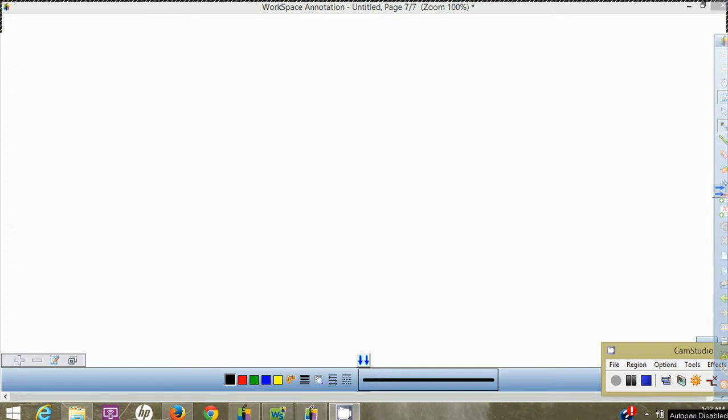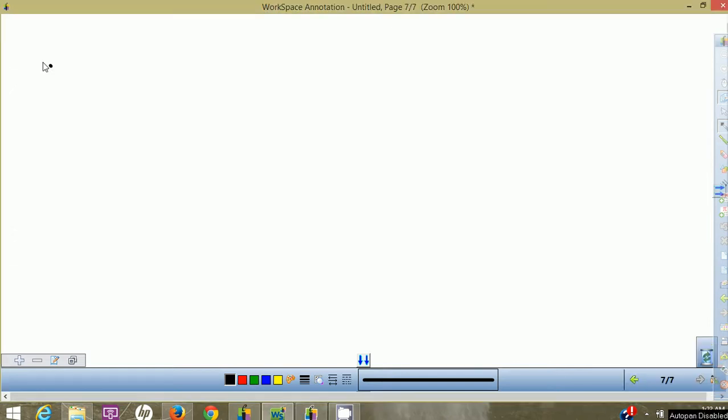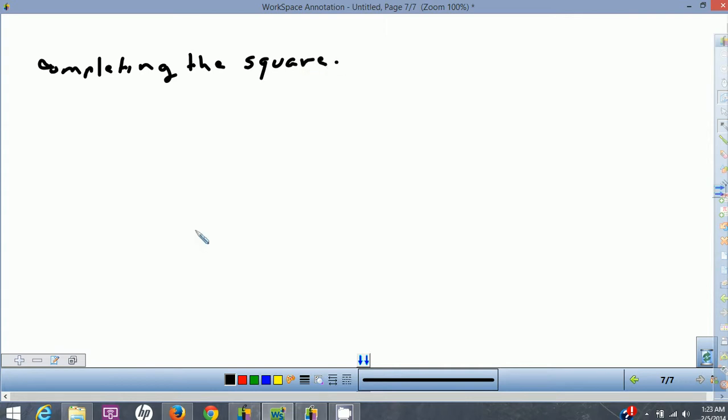Our topic for today is completing the square, but we're going to begin with a slightly simpler version of completing the square so that we can see what our aim is with this process. The first thing we're going to work on today is finding square roots.